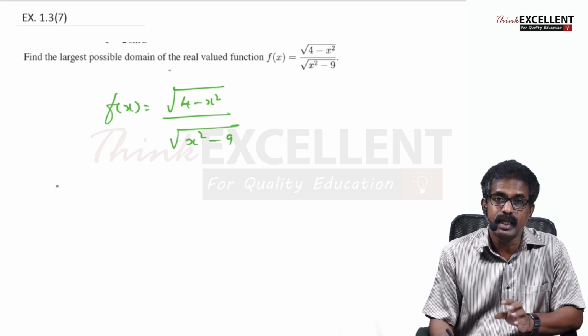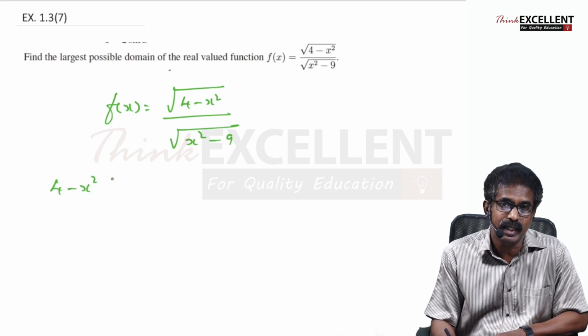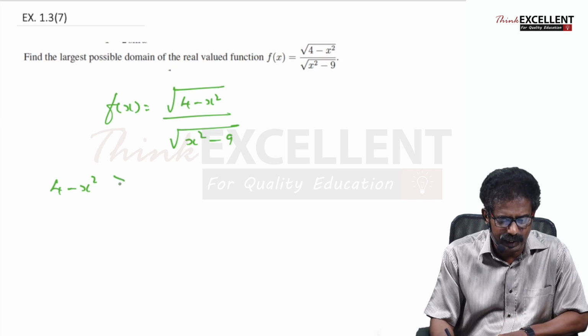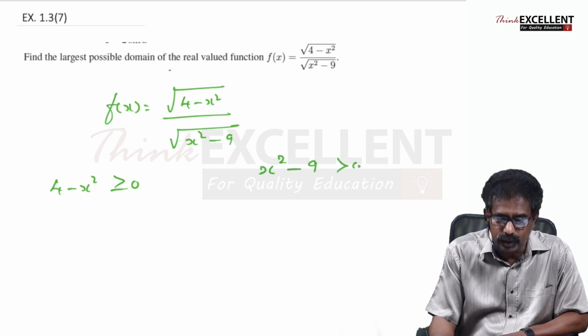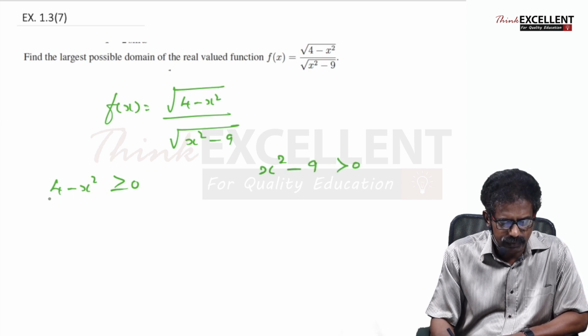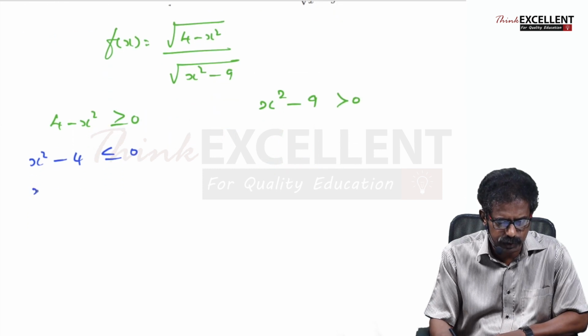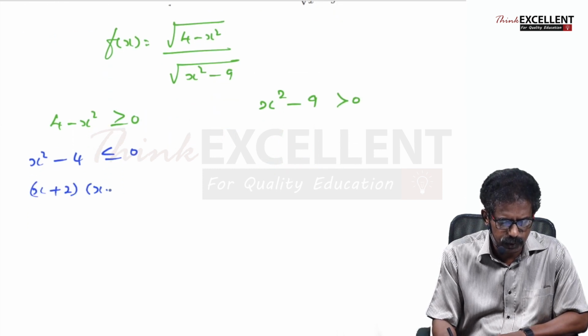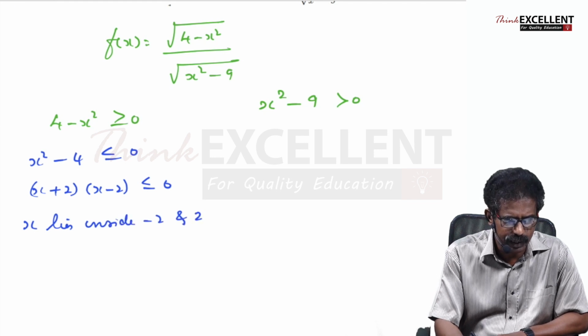So for numerator, you take the term inside the root, 4 minus x square is greater than or equal to 0. It is the numerator, so greater than or equal to 0. Denominator, the term inside the square root, x square minus 9, greater than 0 only. You cannot take equal. So here, first one, you change the sign, x square minus 4 less than or equal to 0. When you change the sign, you have to reverse the inequality. So x plus 2 into x minus 2 less than or equal to 0. Inside, right? X lies inside minus 2 and plus 2.